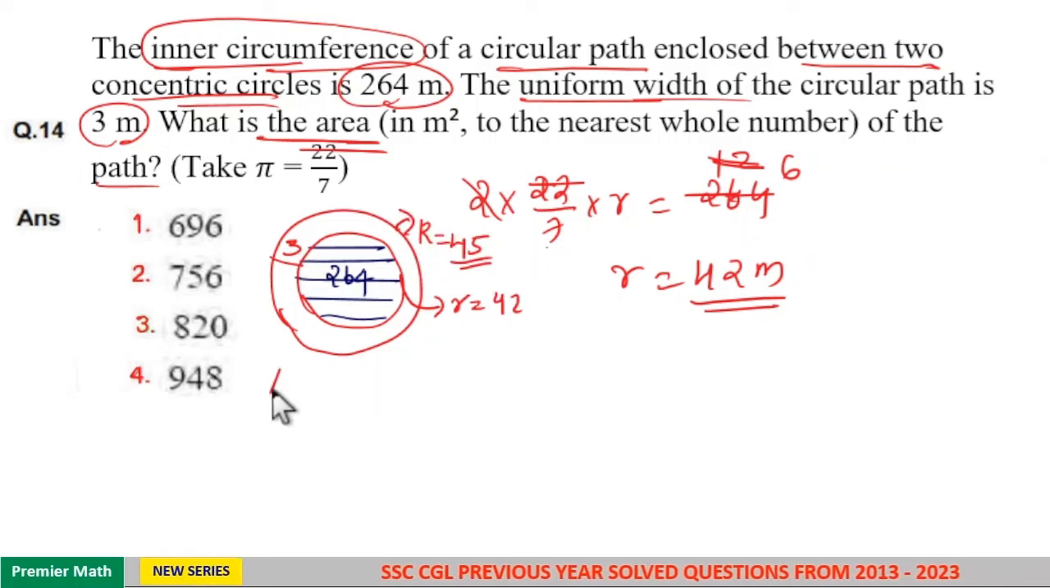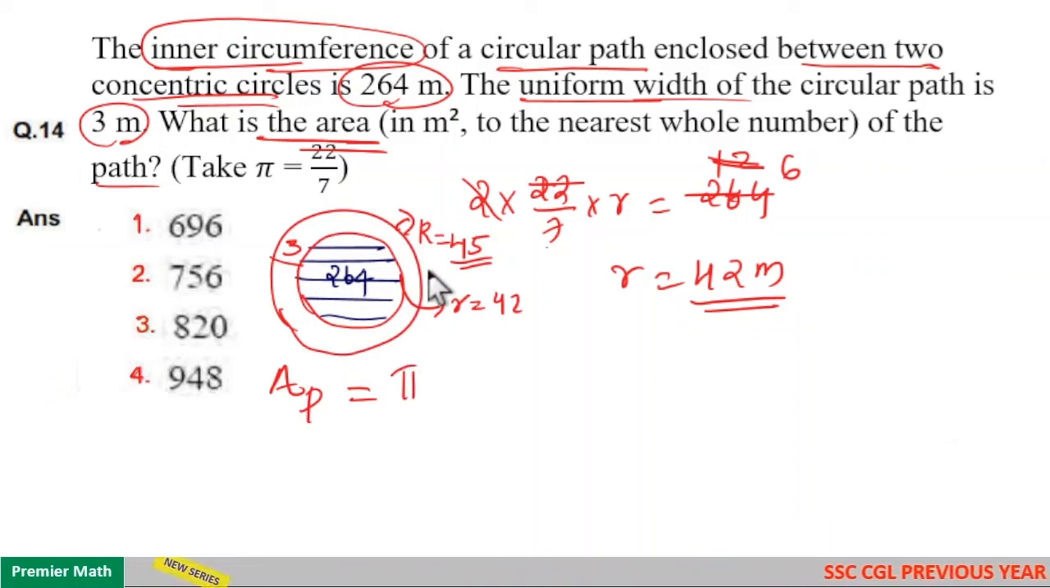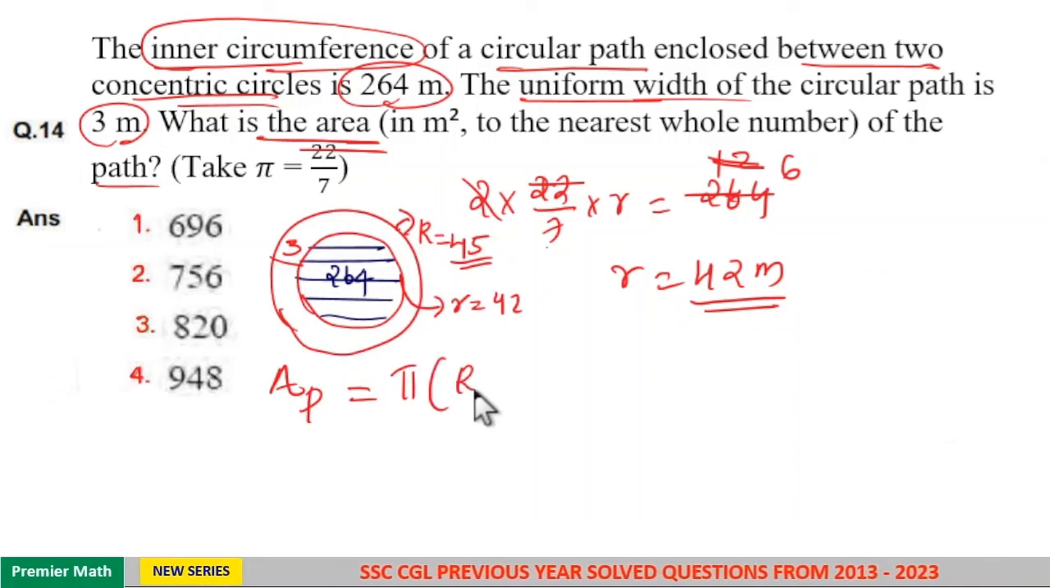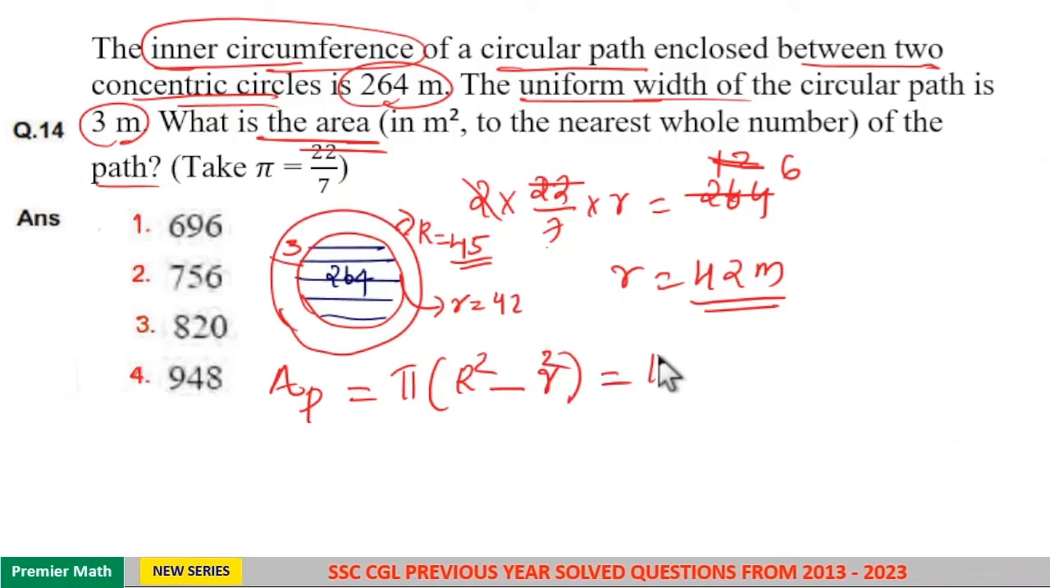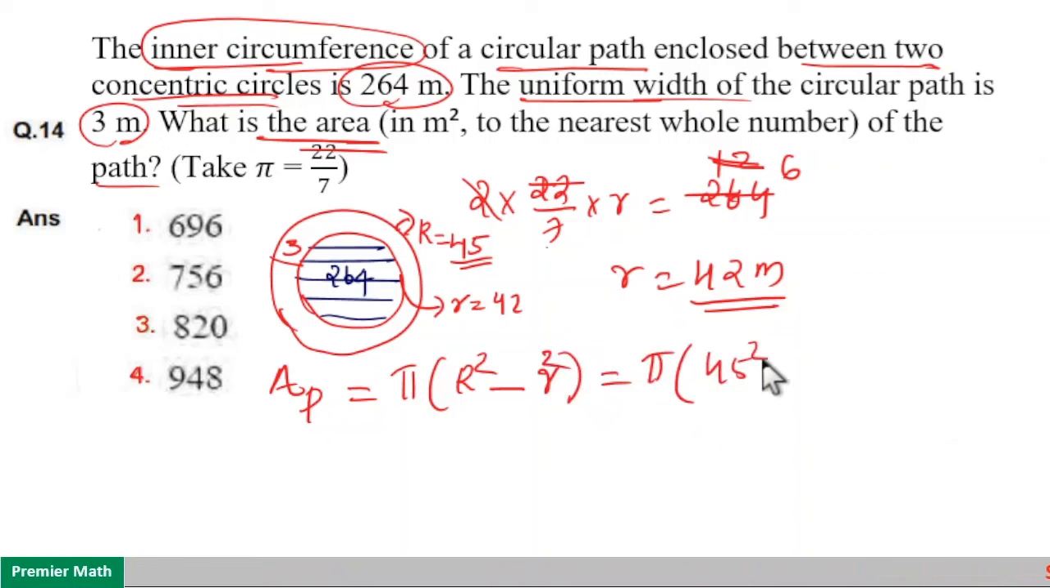Which means area of this path. Area of this path is equal to area of larger circle, that is pi into capital R square, minus area of the smaller circle, that is pi into small r square. Small r square is equal to 42 square. So which is equal to pi into 45 square minus 42 square.